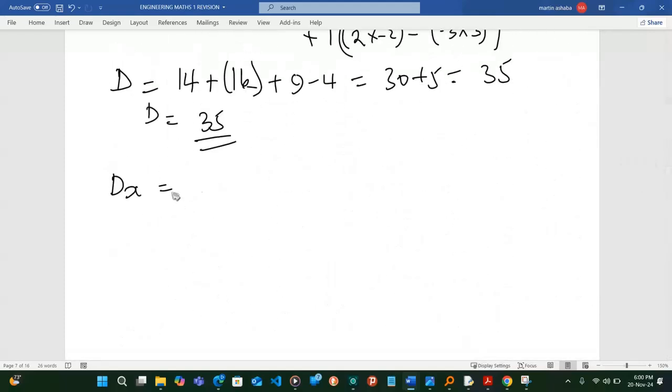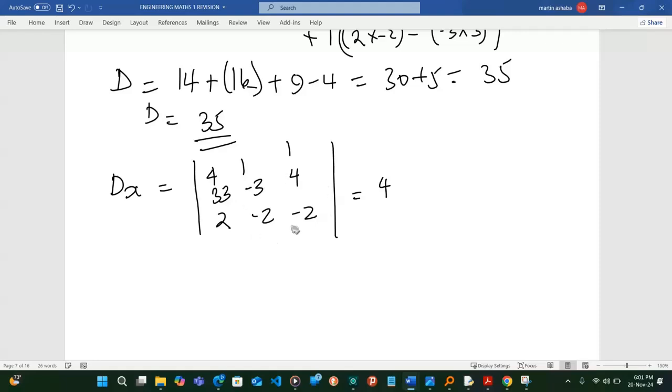So that means dx is going to be the determinant of a matrix that has 4, 33, 2. Then we have 1, negative 3, negative 2. Then we have 1, 4, and negative 2. So this is the matrix that we are looking for, and the determinant is obviously going to be 4 into the determinant of this matrix. 4 into negative 3 times negative 2, okay?